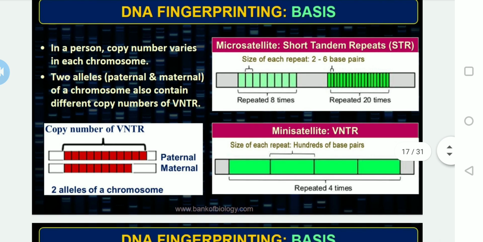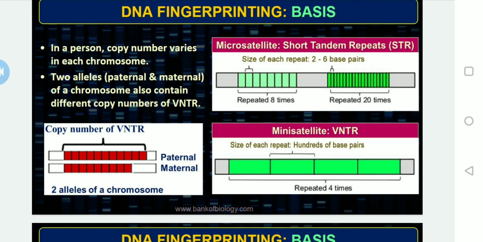In any particular portion, the copy number is carried in each chromosome. There are 2 alleles, from the paternal and the maternal. You know what is the meaning of allele, right? I hope you remember. The 2 alleles, the paternal and maternal chromosomes, also contain different copy numbers of VNTR. So here we can easily identify the copy number of VNTR from the paternal and maternal alleles of a chromosome. Are you able to follow?